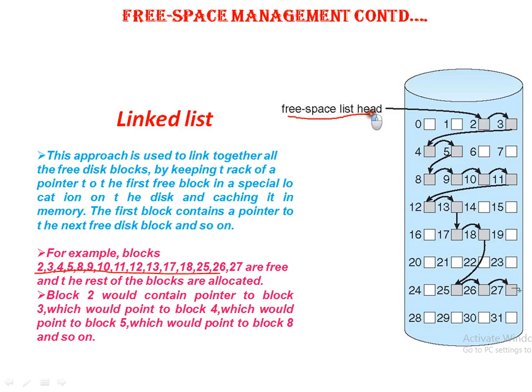This is the free space list head, which is pointing to block number 2. From 2 it is pointing to 3, from 3 to 4, 5, 8, 9. Wherever the blocks are free, it is going to be pointing. This is the major advantage of linked list. The first block contains a pointer to the next free disk block and so on.